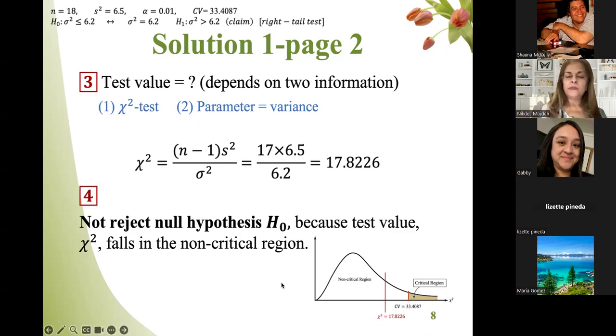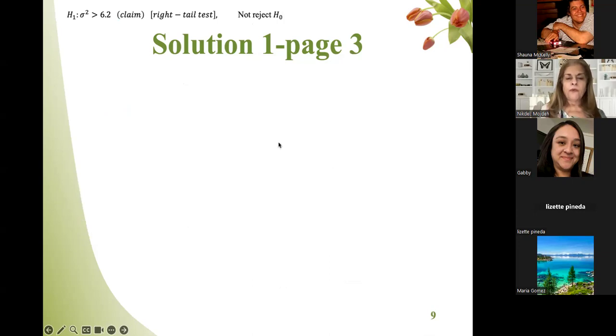Question? Not seeing anything here so far.